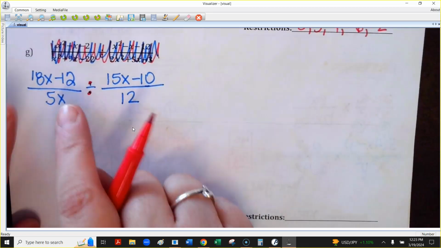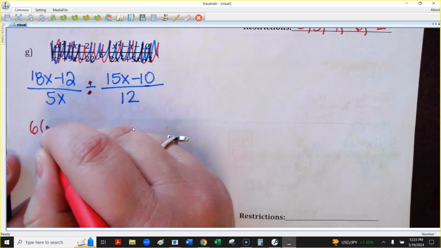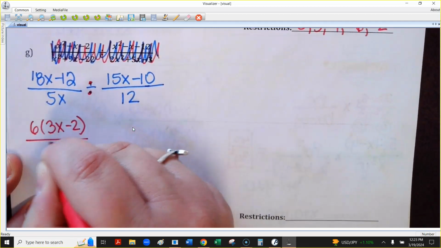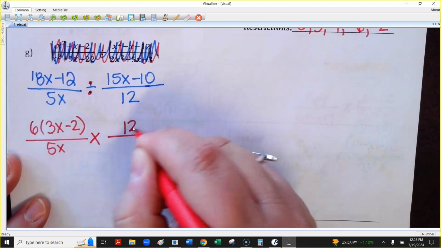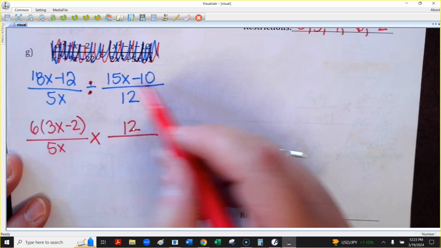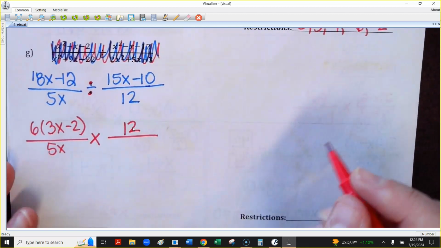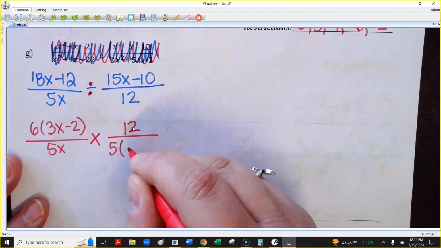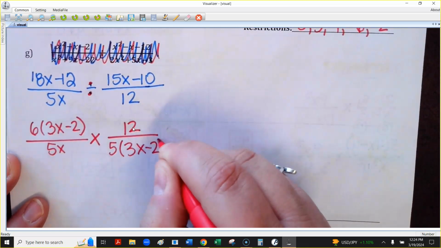So what do 18x and 12 have in common? 6. All right, so I'm just going to take a 6. This would be what? 3x minus 2. Okay, now I'm going to change this. I'm going to put the 12 on the top. I'm going to flip this over. What do 15 and 10 have in common? 5. Okay, what would be left? If I took out a 5, 3x minus 2, and look at that, it's going to match.